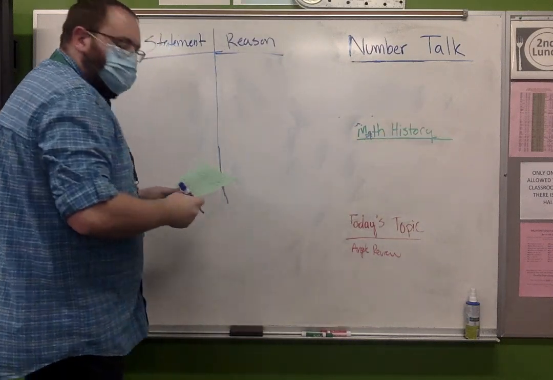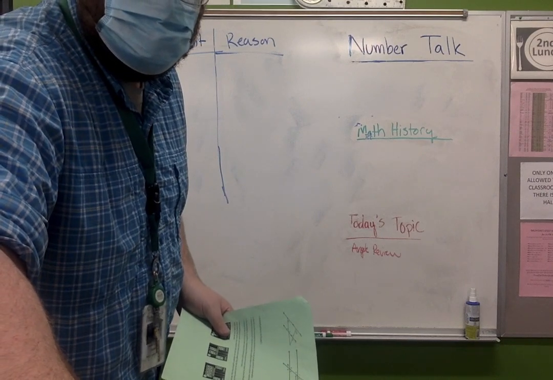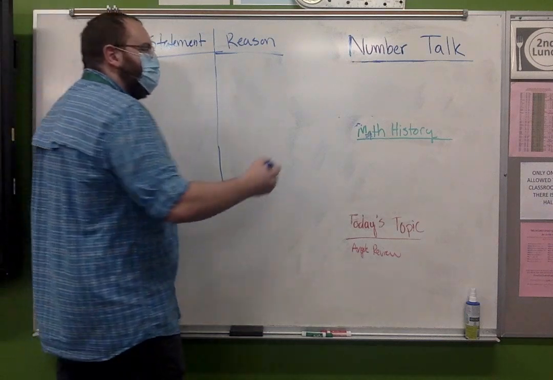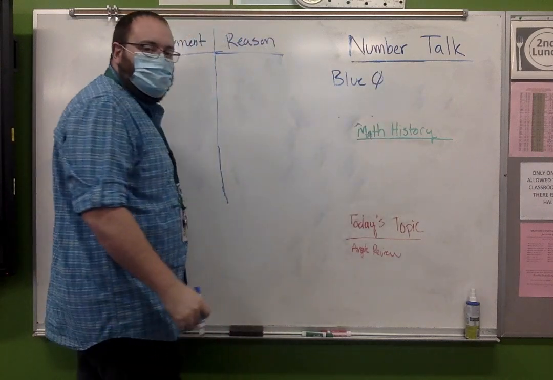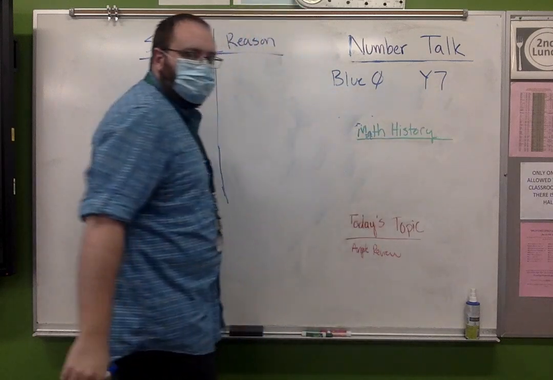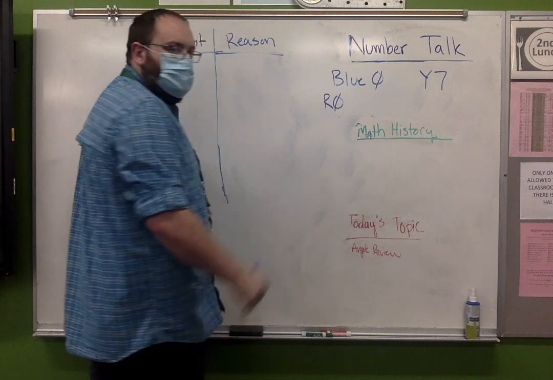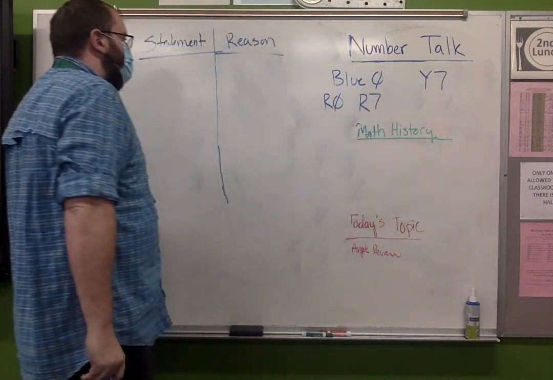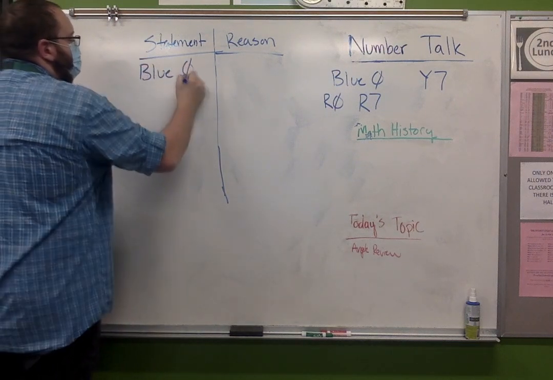Let's do another one. Let's do the next one. So let's see, with this one I'm given, got to move the screen a little bit, sorry. I'm given a blue 0. I want to prove a yellow 7. And I only have a red 0, and I have a red 7. Alrighty, so given, I have a blue 0. That's what's given to me.